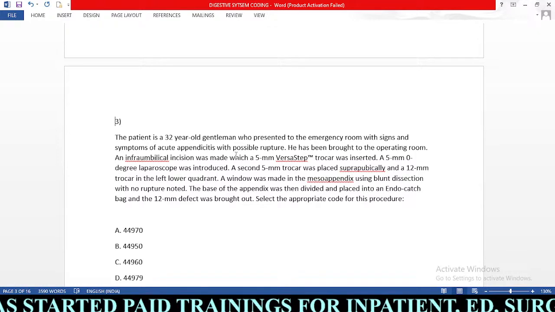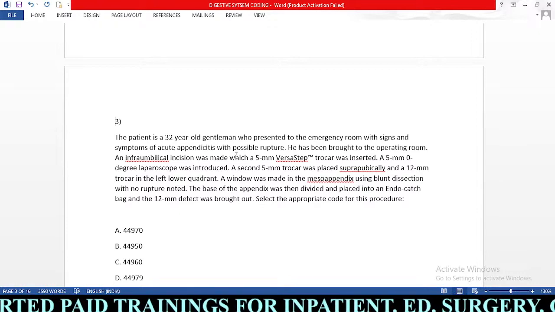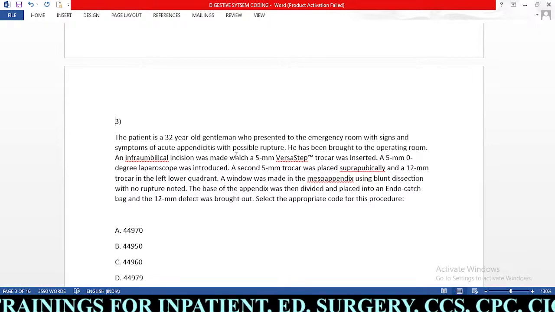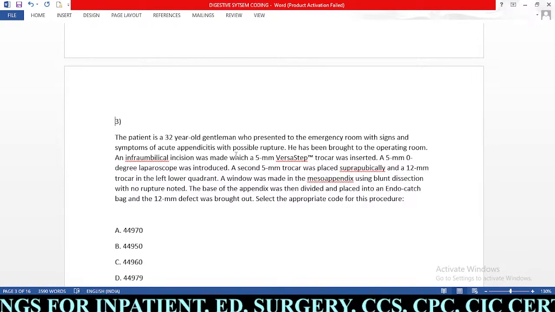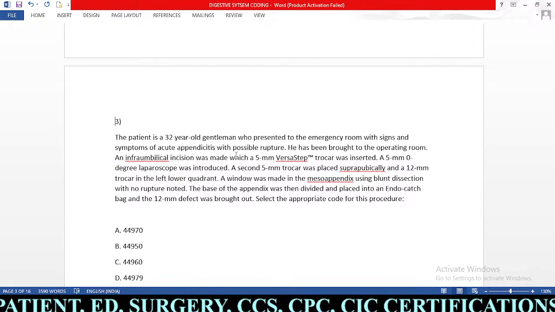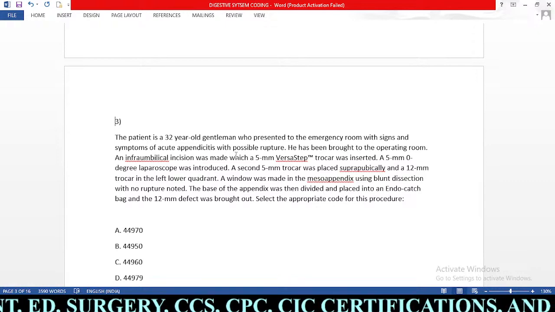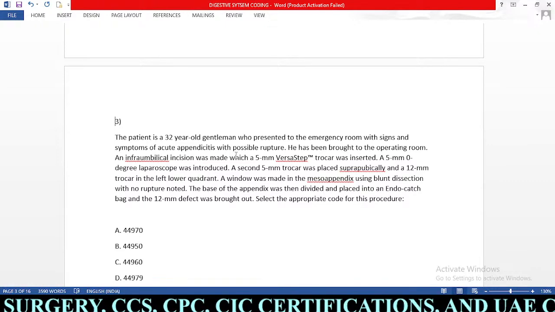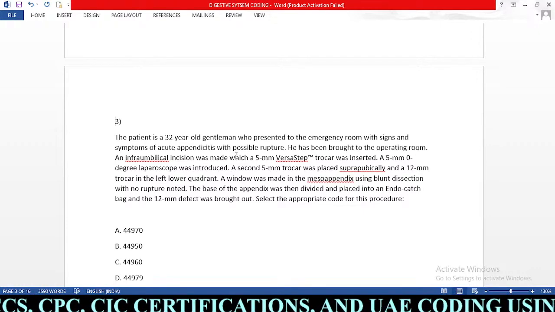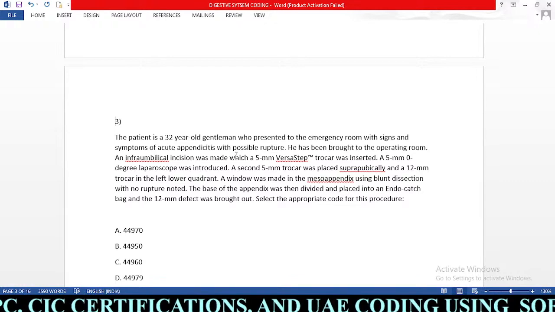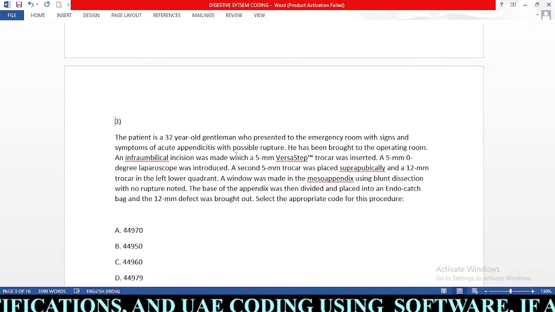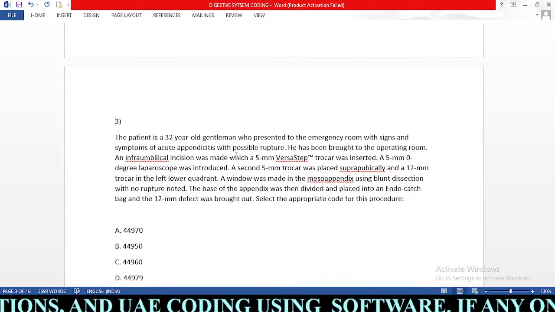So find the answer for question number 3 now. So if we disconnect, we will meet next week.